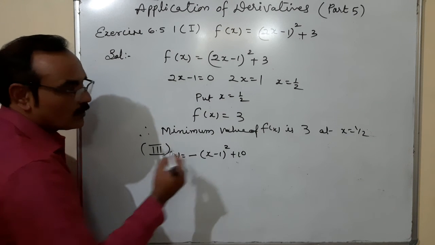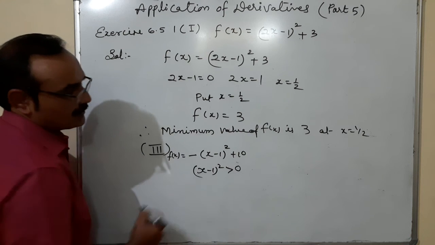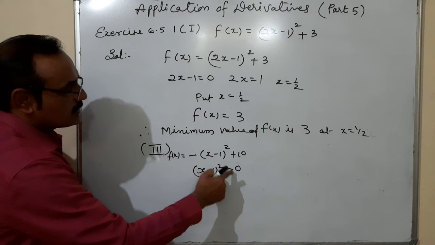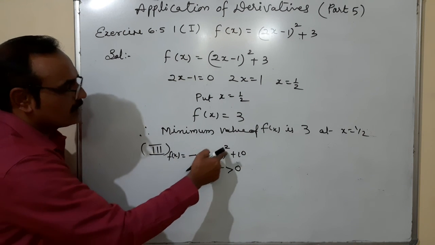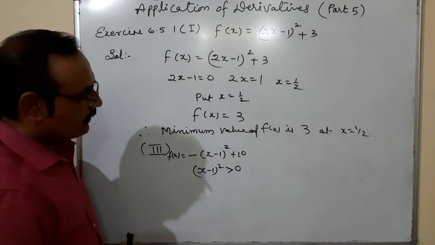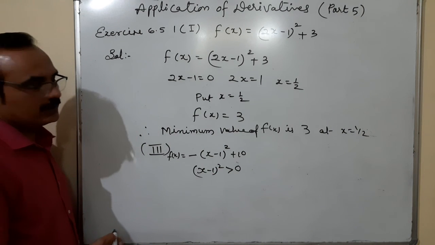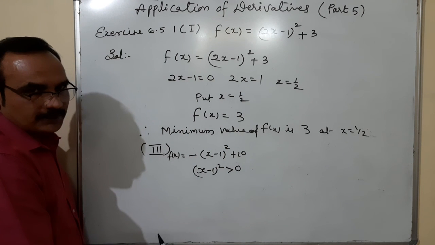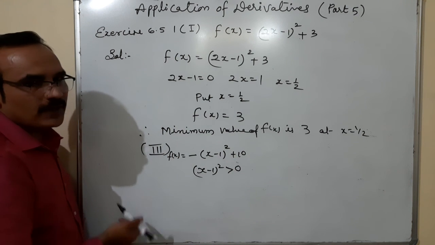Now see, (x minus 1) whole square is always greater than or equal to 0. That means it's a positive term, multiplied by minus, minus into plus is minus. So this term is negative, and plus 10. Which value are we getting, negative or positive? You can see on the minus side you can go up to infinity: minus 20, minus 30, minus 40, whatever, up to infinity.